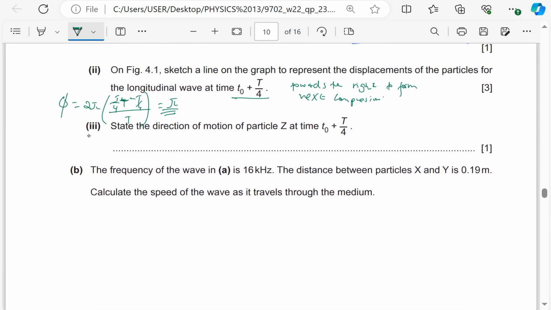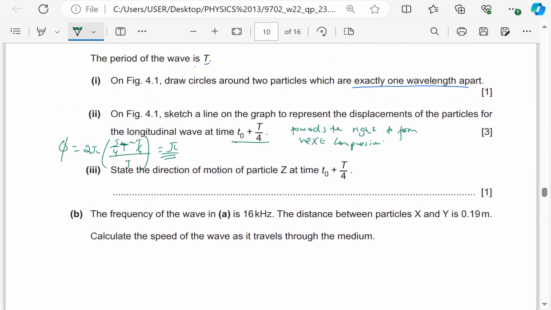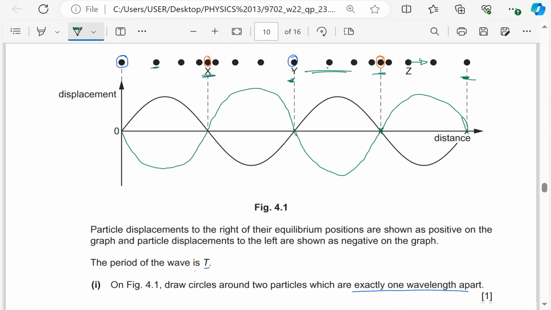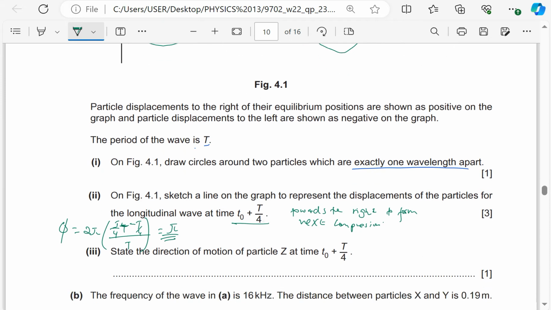State the direction of the motion of the particle z at t naught plus t. Of course, we have already said that the particles are going to be moving towards the right hand side to form the next compression, so the particle z must be moving towards the right hand side. So this is simply to the right.